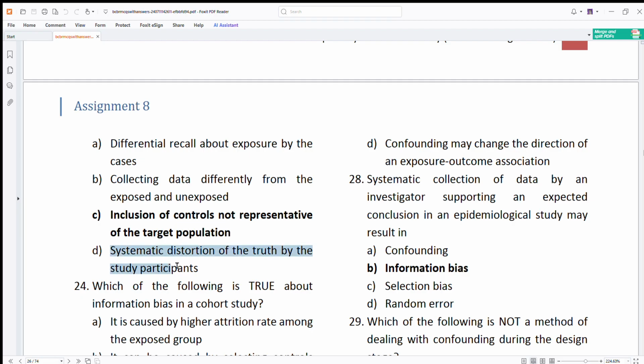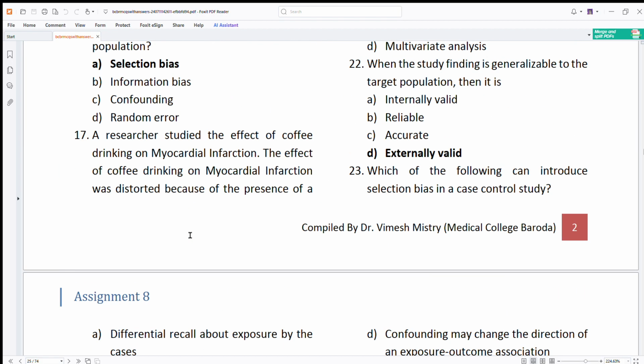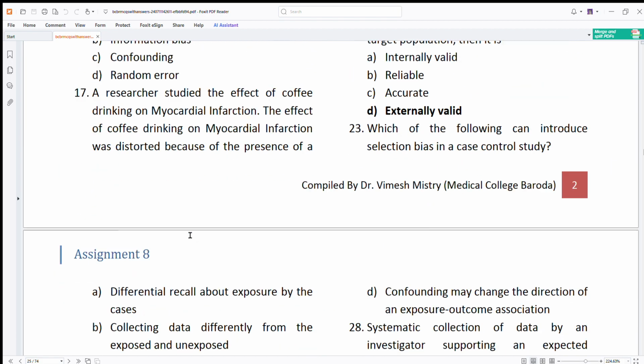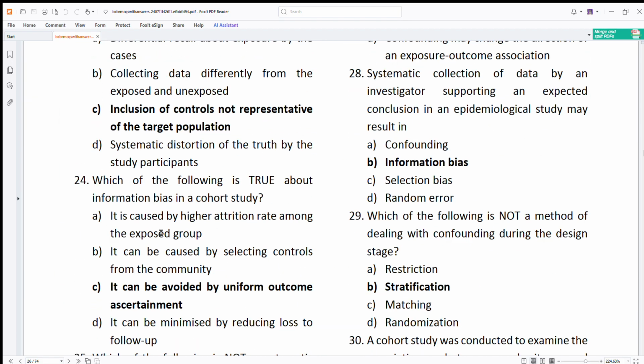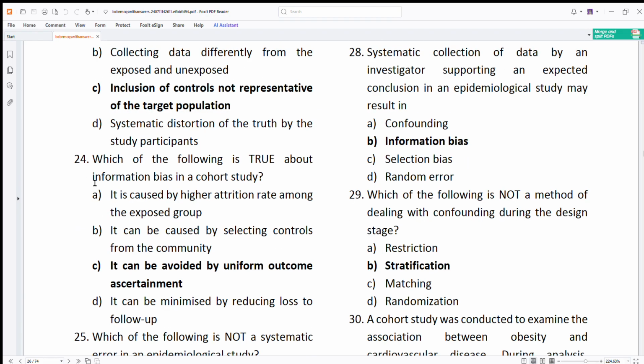Systematic distortion of truth is prevarication. Not sure about this. No, is it? I think so. It is prevarication. Yes, it is. Okay, then which of the following is true about information bias in a cohort study? It can be avoided by uniform outcome ascertainment. Okay, this is true, if you use uniform outcome ascertainment.